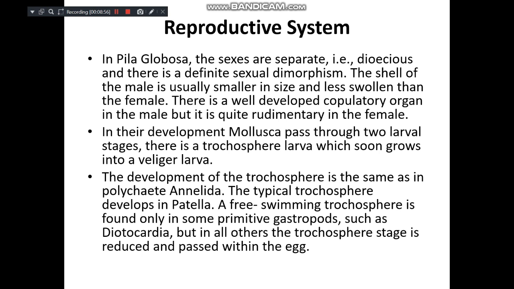The trochophore larva is free swimming, and it is found in many of the primitive gastropods. But except in Pila, in many of these gastropods, the trochophore larva stage is reduced. It stays within the egg only, and when the egg hatches and the young one comes out, it will be in a veliger larva state.